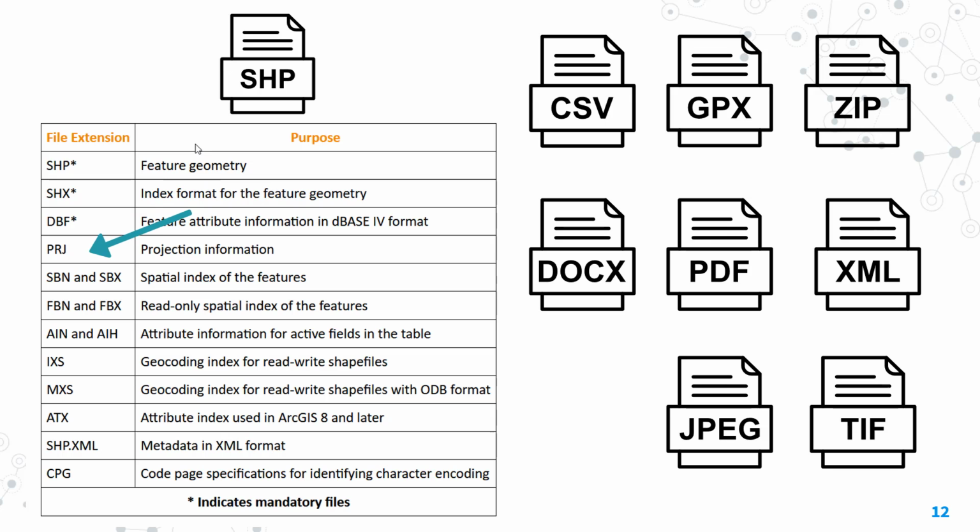The file that ends in .prj contains information on how we tie our data to the surface of the Earth, so we make sure everything lines up properly. We'll talk more about this later this semester. As you can see, the list of the different files that make up a single shapefile is extensive.